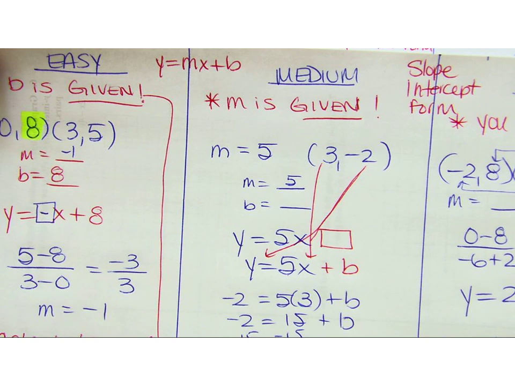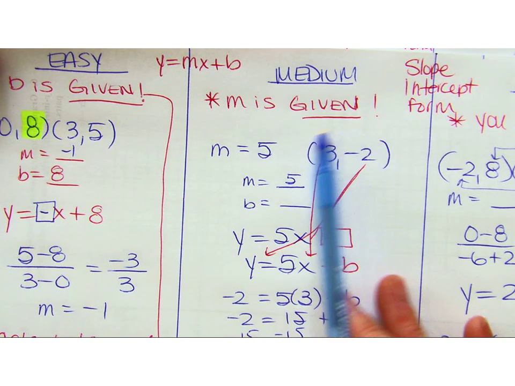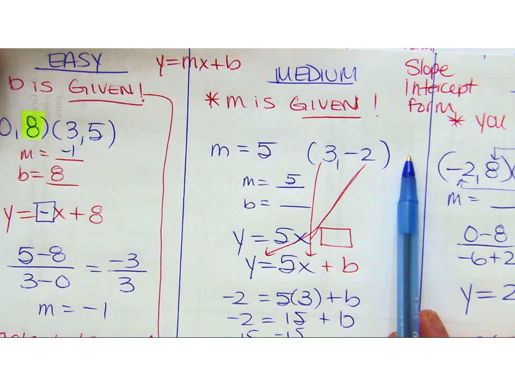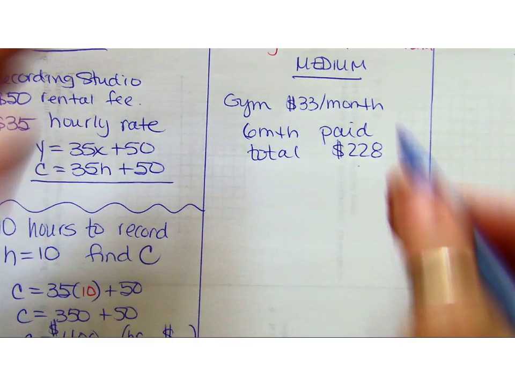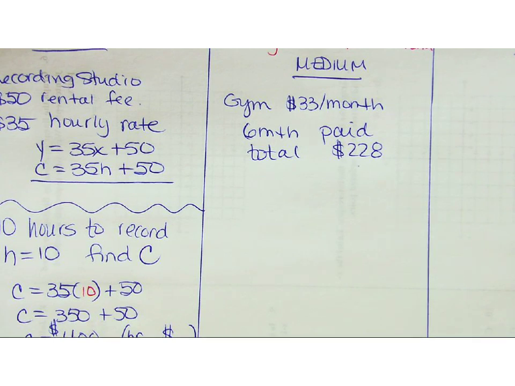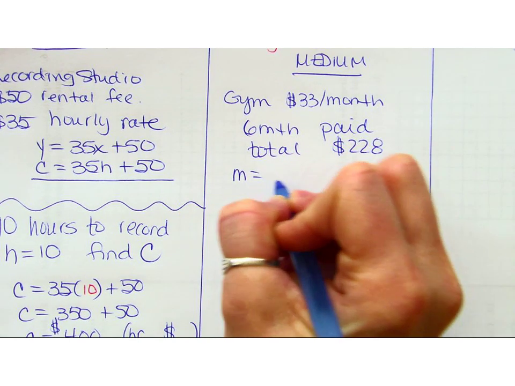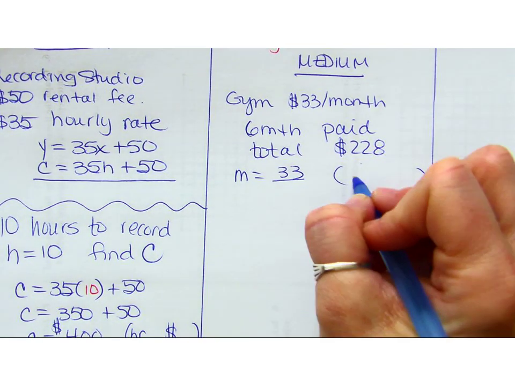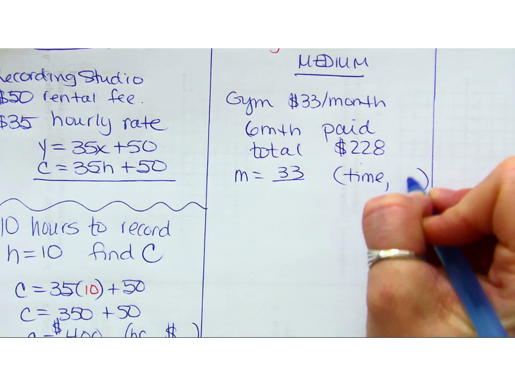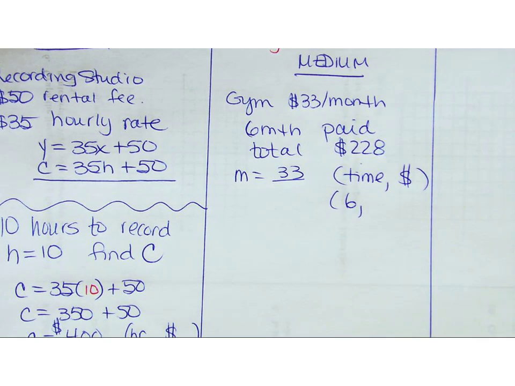What's given? The slope. What else was given? A point, right? So you have to be able to look at that and go, is this easy, medium, or hard? Well, they didn't tell me what the B was, so it can't be an easy. Well, they told me M, and then they told me something about the time and the money that I've spent. Oh, so for 6 months, I've paid $228. Now that you have the 33 for M and 6 for that, can you do that? That's literally not a word problem anymore. You have turned it into just here's a point, here's a slope. Good? Are you good with me?